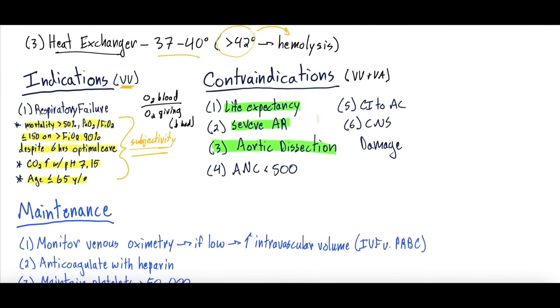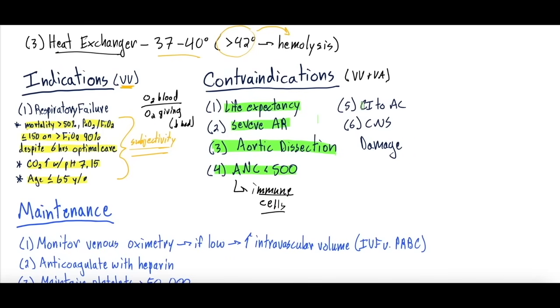And then there are some other ones here that make intuitive sense. So an ANC less than 500. ANC is your absolute neutrophil count. These are immune cells. If you are putting foreign objects into the body, such as the cannulas that you need for ECMO, you're at high risk for infection. So if you're immunocompromised and your absolute neutrophil count is less than 500, you shouldn't be on ECMO, because you're most likely going to get an infection and probably die from that infection.